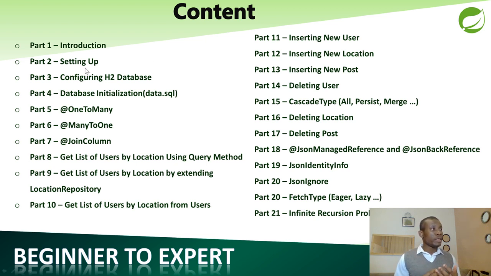We're going to have an introduction. We are going to set up the application, configure H2 database, then look at the various annotations out there you use to manage relationships in Spring Boot using Hibernate. One-to-many, many-to-one, join column, JSON manage reference, JSON back reference, CascadeType, how to delete. There are a whole lot of things we are going to discuss.